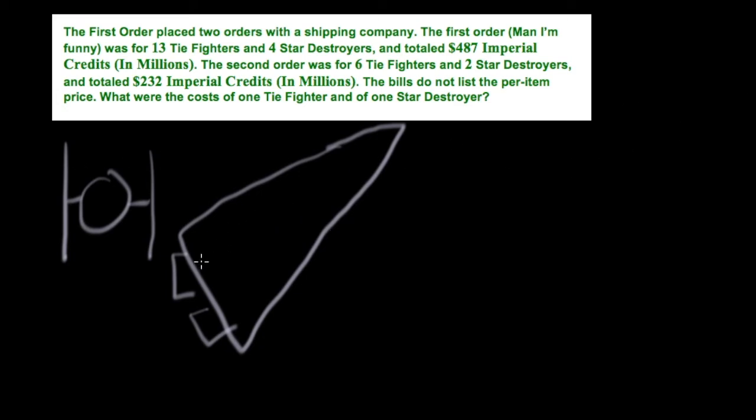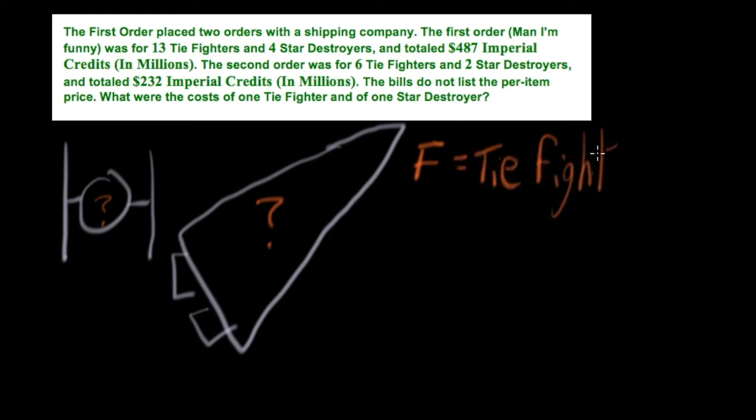And altogether, he spent 487 Imperial credits in millions. The second order was for 6 TIE fighters and 2 Star Destroyers, in total 232 Imperial credits in millions. How much is one of each? That's what I want to know. So we're talking about systems. So, of course, we need to make up our variables. I'll use F for TIE fighters, and I guess I'll use D for the Star Destroyers.